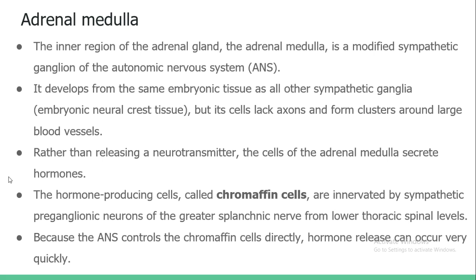Because the autonomic nervous system controls the chromaffin cells directly, hormone release can occur very quickly due to rapid stimulation by impulses from the brain, since it is automatic.